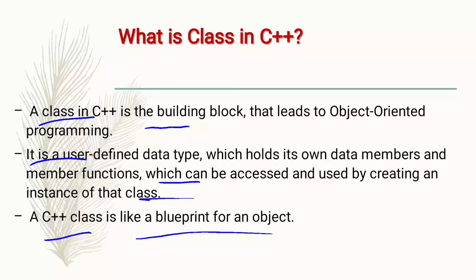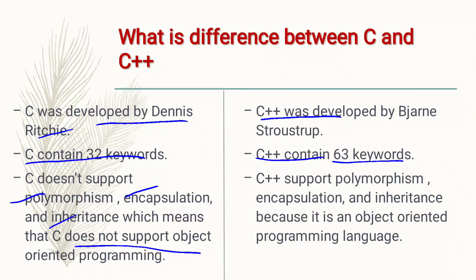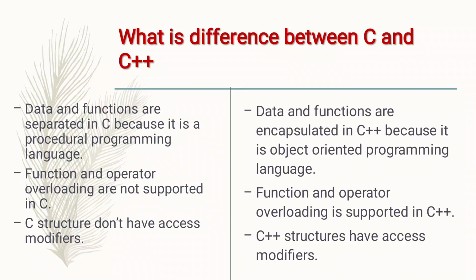Okay. So the next question is, what is the difference between C and C++? C was developed by Dennis Ritchie. C++ was developed by Bjarne Stroustrup. C contains 32 keywords, C++ contains 63 keywords. C doesn't support polymorphism, encapsulation, inheritance, which means that C does not support object-oriented programming. C++ supports polymorphism, encapsulation, inheritance because it is an object-oriented programming language. Data and functions are separated in C because it is a procedural programming language, and in C++ data and functions are encapsulated because it is an object oriented programming language.